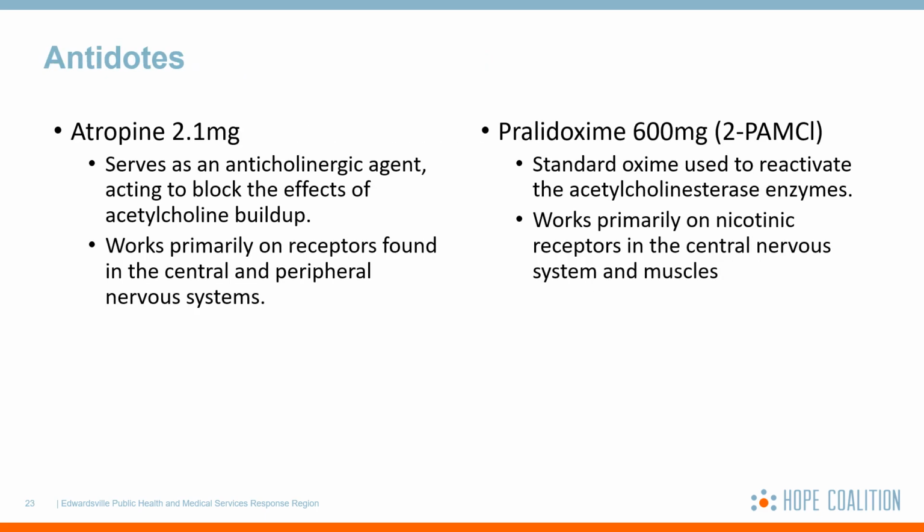Antidotes. Atropine 2.1 milligram serves as an anticholinergic agent acting to block the effects of acetylcholine buildup. Works primarily on receptors found in the central and peripheral nervous systems. Pralidoxime, 600 milligrams, commonly known as 2-PAM, which is the name we will be using for this antidote for the rest of this presentation. It's a standard oxime used to reactivate the acetylcholinesterase enzymes, and it works primarily on nicotine receptors in the central nervous system and muscles.